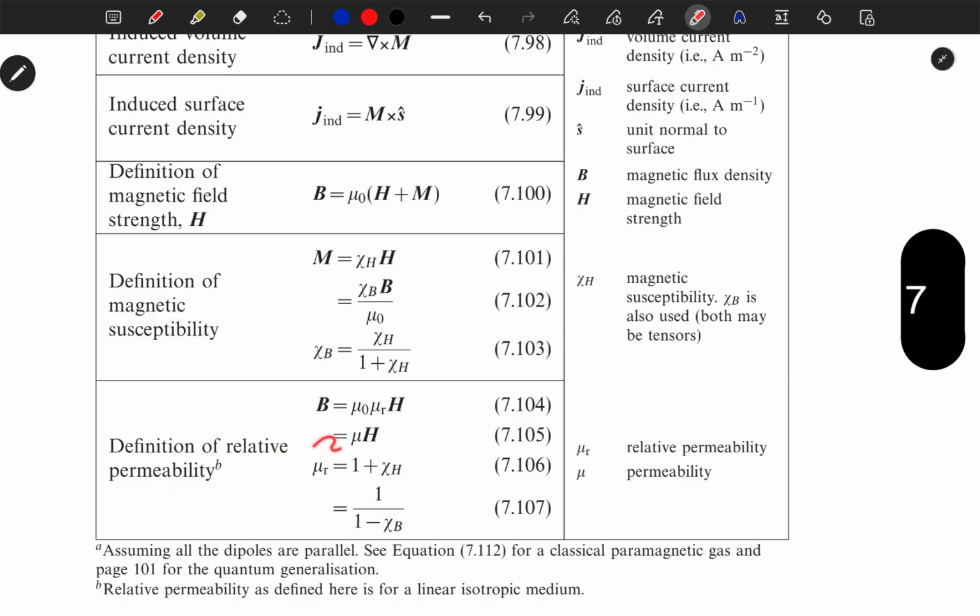So, definition of relative permeability. So B equal to mu H. So mu r equal to 1 plus chi h, that is equal to 1 by 1 minus chi m.